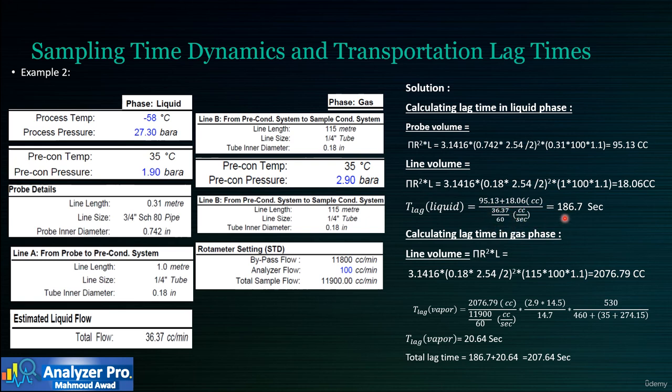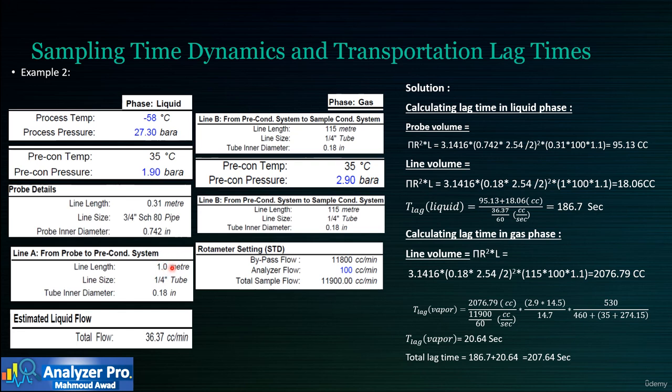Note here that even when using a short sample probe, only 0.31 meter, and the sample line between the sample probe and the analyzer is only 1 meter, the lag time calculated in the liquid part is 186.7 seconds. In order to decrease this time, we can use 1/8 inch tube instead of the 1/4 inch tube and shortening line A length as much as possible.